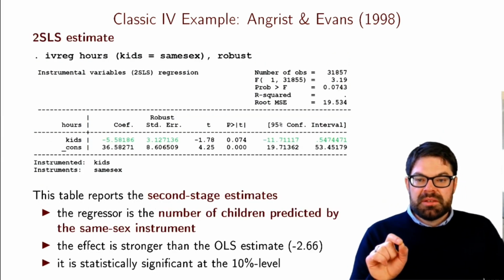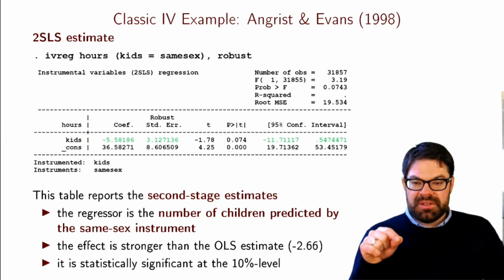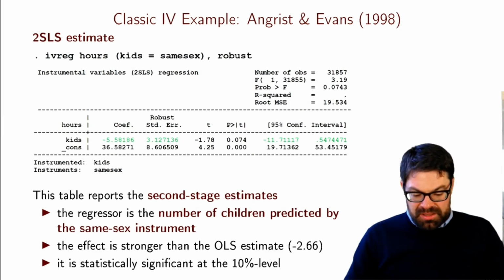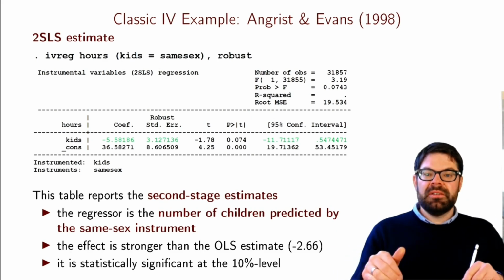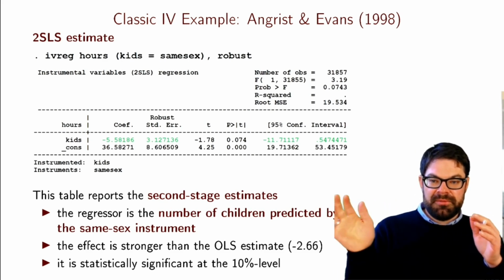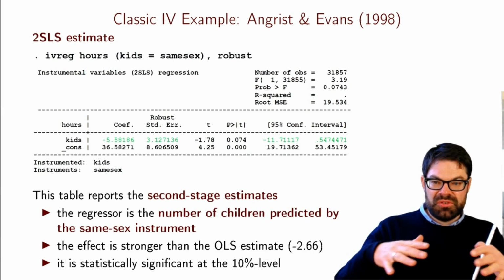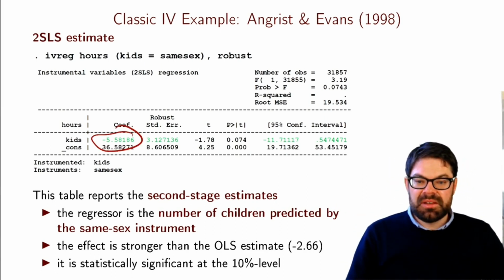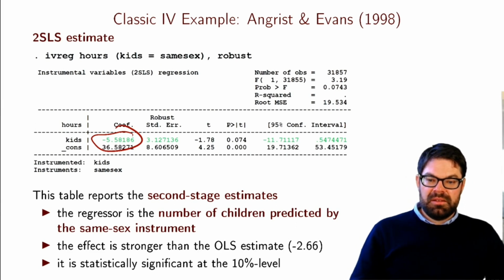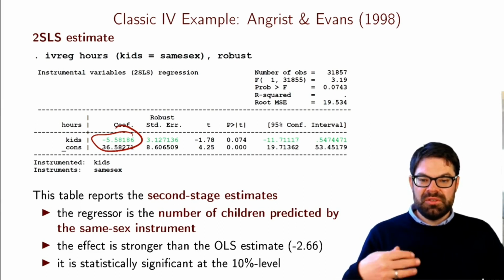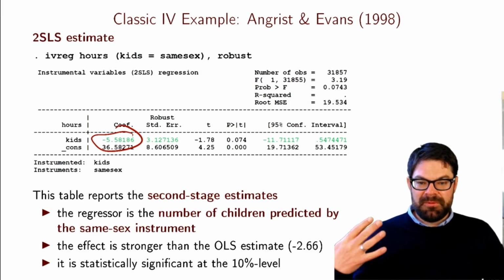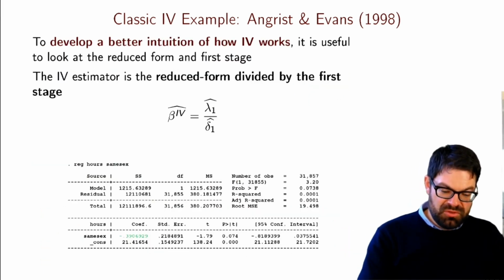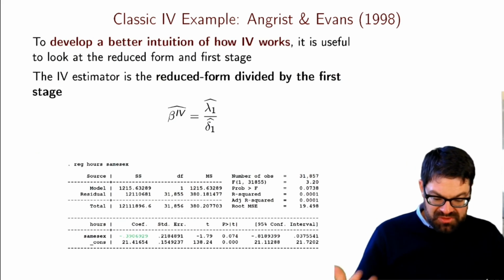Okay, so now the IV estimate is the following. When we put this all together, so we have the reduced form and we have the first stage, we can also just do this in one go, and we see that now the effect is a lot stronger. So we see that an additional child reduces work hours on average by 5.5 rather than 2.7. So the effect almost doubles.